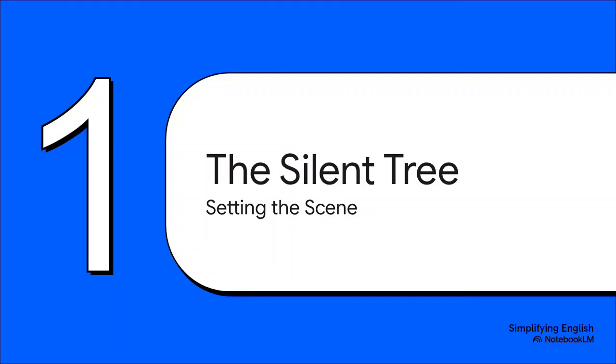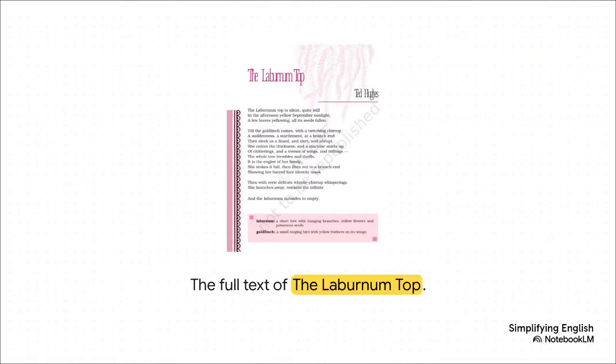Starting right off with Section 1, the silent laburnum tree setting the scene. So, here is our primary evidence, the poem itself. Just looking at its shape on the page, you can see it presents this beautiful, self-contained mystery. It's a short, highly concentrated burst of observation about a specific tree in the yellow sunlight of September. We aren't dealing with a sprawling epic here, you know? We're looking at a microscopic focus on a single transformative event in nature.